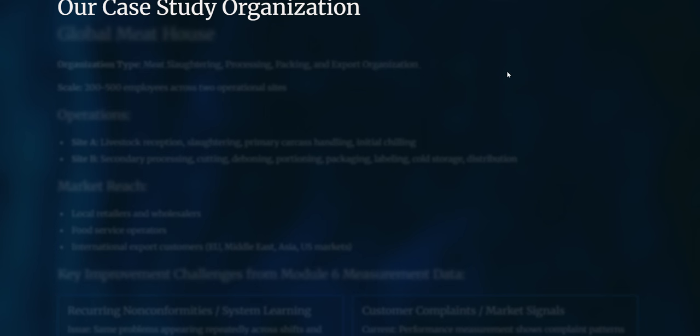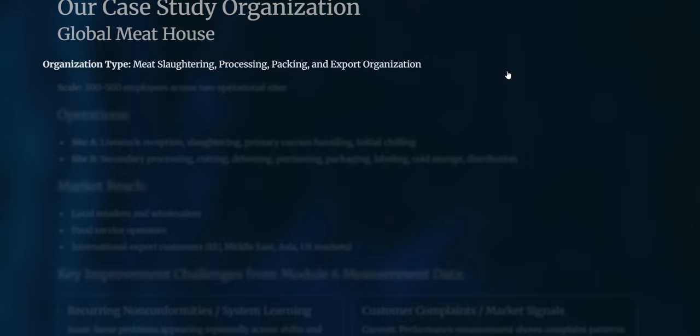Our case study organization is called Global Meat House Organizations, a type of organization that specializes in meat slaughtering, processing, secondary operational processes, packaging, and export. The scale of our case study organization is around 200 to 500 employees across 2 operational sites.